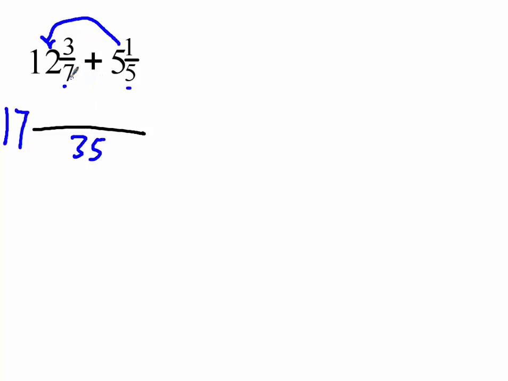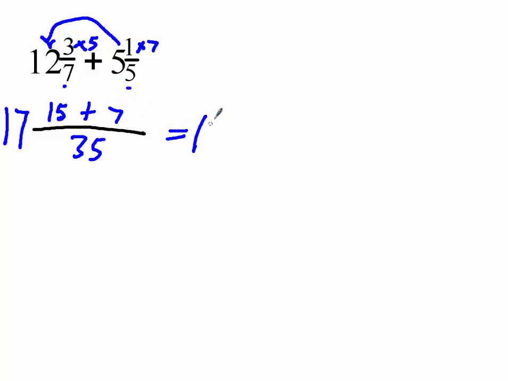Good. Then 7 goes into 35, how many times? That's 5. Let's multiply by the numerator. 5 times 3 is giving us 15. Okay. Good. Plus 5 goes into 35, how many times? That's 7. Let's multiply that 7 by the numerator. 1 times 7 is giving us 7.